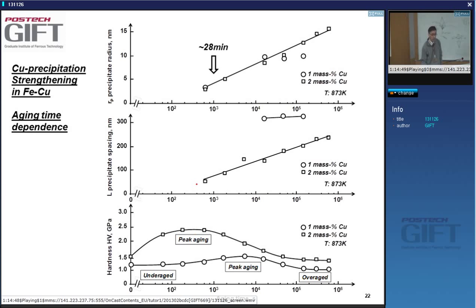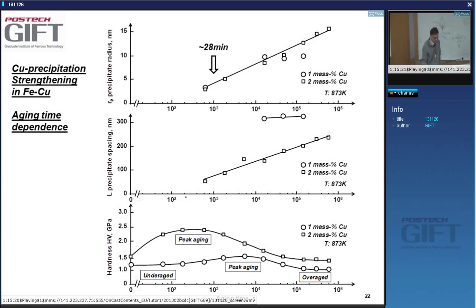So why don't I see the precipitate spacing changing? Well, that's because where these measurements start, I'm already past the peak aging. This is data for 2 mass percent. I'm already past the peak aging, and we're looking at what's called overaging, and the particles are basically coarsening. Yes?